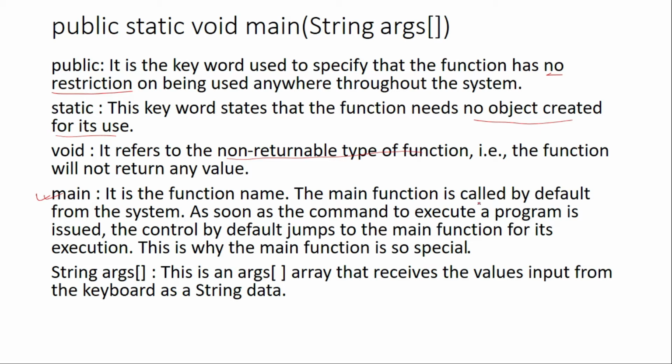The main function is called by default from the system. As soon as the command to execute a program is issued, the control by default jumps to the main function for its execution. This is why the main function is so special. String args. This is an args array or argument array that receives the value input from keyboard as string data.